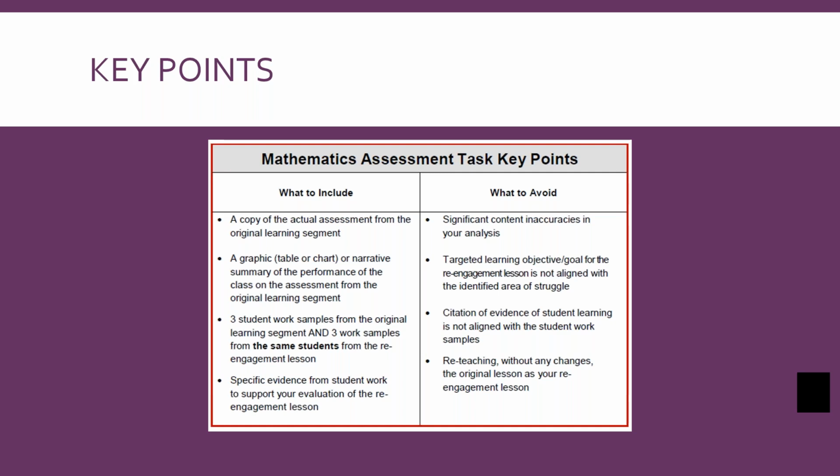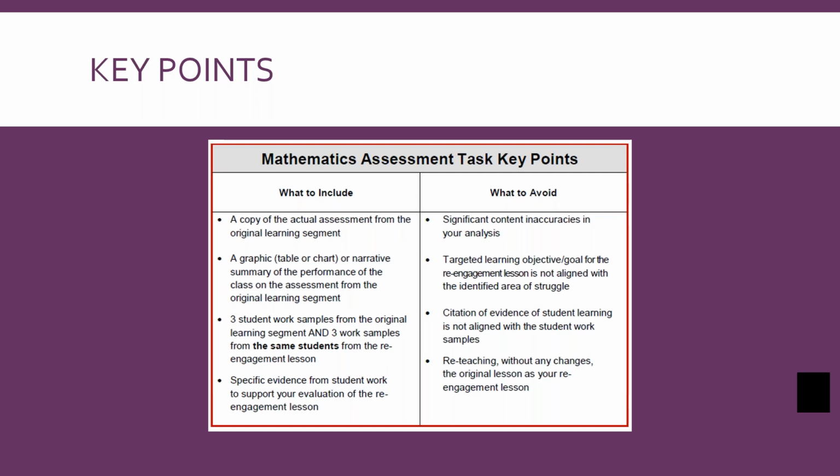So what to avoid? These are important points because often these can give you either an automatic 1 or an incomplete score. These can be dangerous. Significant content inaccuracies in your analysis. Targeted learning objective goal for the re-engagement lesson is not aligned with the identified area of struggle. So if all of your students demonstrate a particular area of struggle or a pattern of misunderstanding, your targeted learning objective for the re-engagement lesson needs to address that area of struggle.